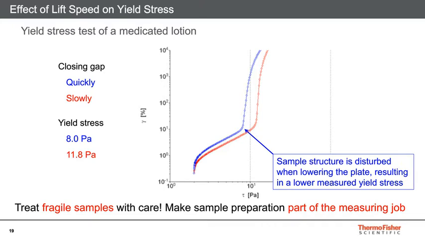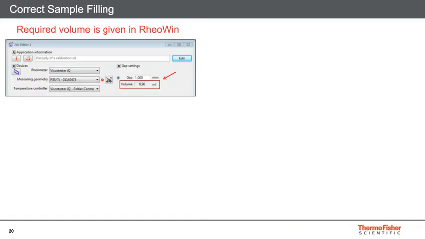So as we saw before, for proper loading of the sample, you can have images or videos built into your procedure. And you can use the software to slow down the lowering of the head to make sure you're not pre-disturbing that sample structure. And so now you know how to properly transport the sample from this container onto the rheometer and lower the head properly.